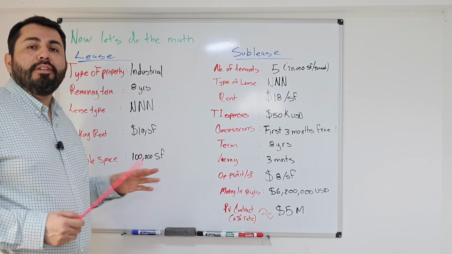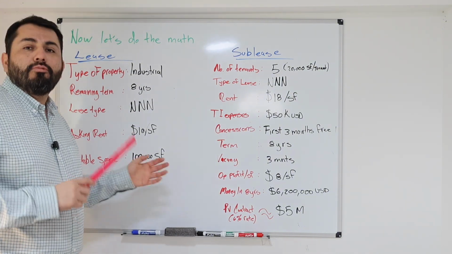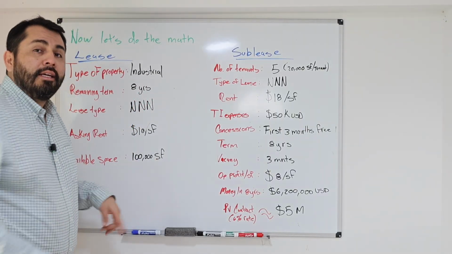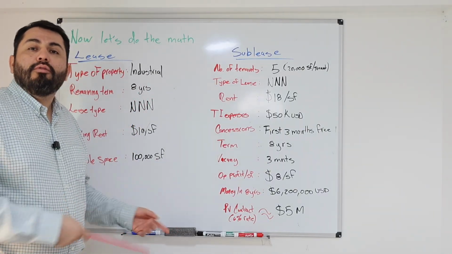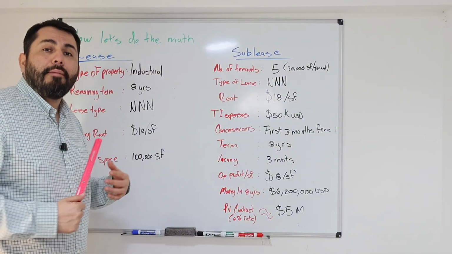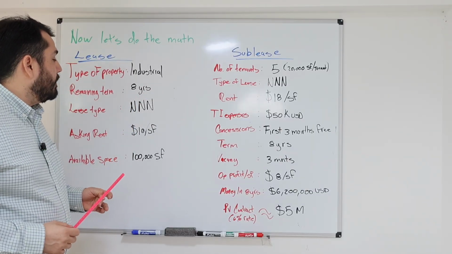In retail you mostly have 3 to 5 years maybe, and in office you also have 3 to 5 years. So the longer the term of your lease, the higher the value of assigning the contract, so you have more money in. So that's why I like industrial properties.